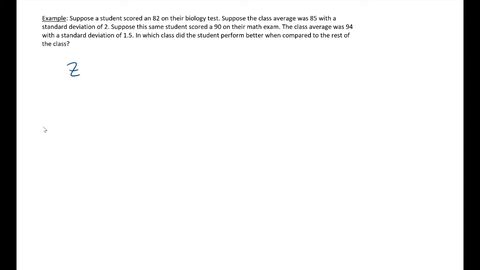Let's calculate the z-score for biology. His data value is what he scored on the biology test, which was 82. Subtract away the mean of the biology class, which is 85. Divide that by the standard deviation of 2. So what's that? A negative 3 divided by 2, we get a negative 1.5. Okay? So his biology score was 1.5 standard deviations less than the class average.